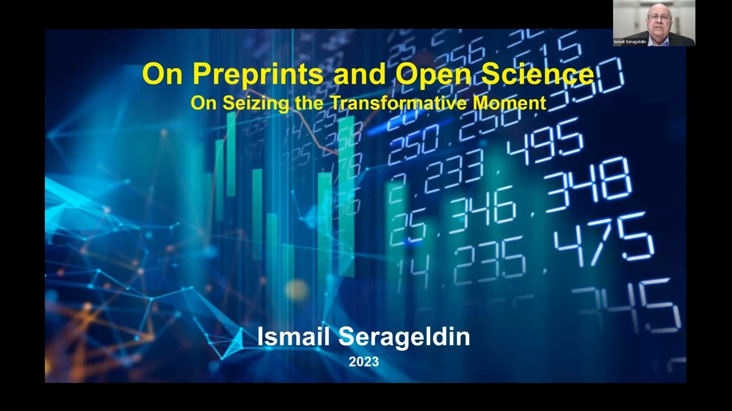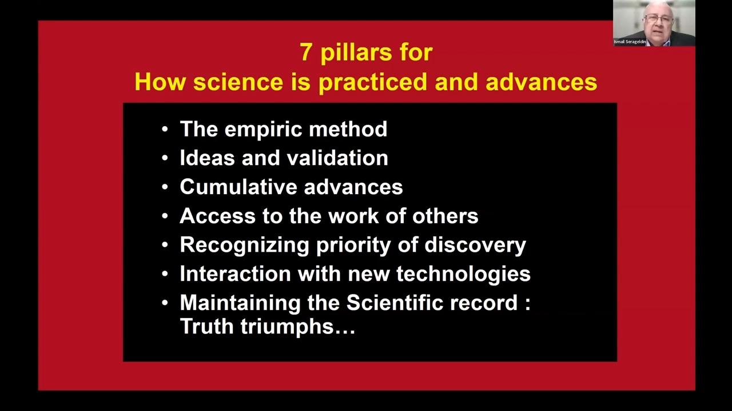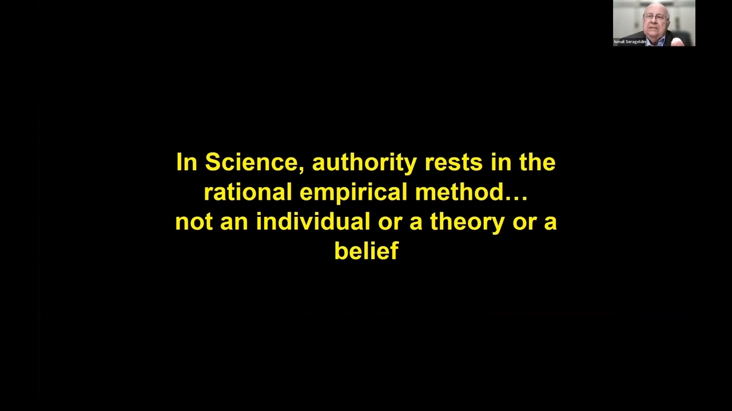So this is my outline and prologue, which I mentioned, with a bit of history. And I said that these are the 7 pillars of how science is practiced and advanced. And I started with the empiric method. Can you see this is now changing? Yes. Okay, good. That's fine, because I'm going to go very fast.